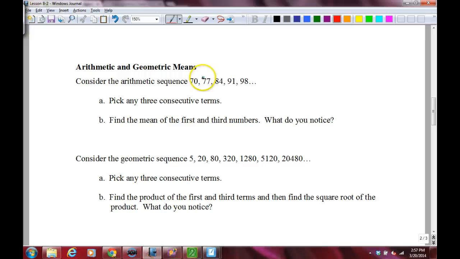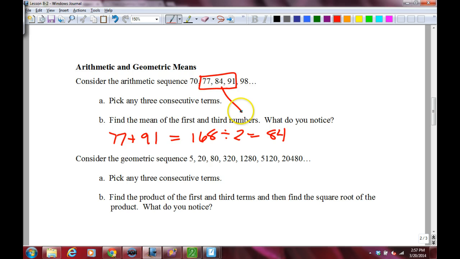I picked these 3 right here. So I added 77 plus 91, and I got 168. And then I divided that by 2, and I got 84, which happens to be what? That middle number, okay?